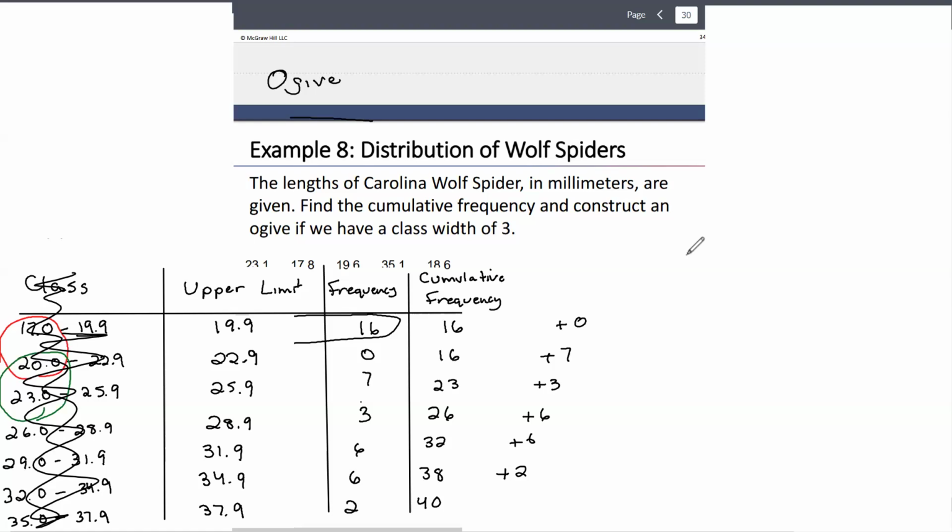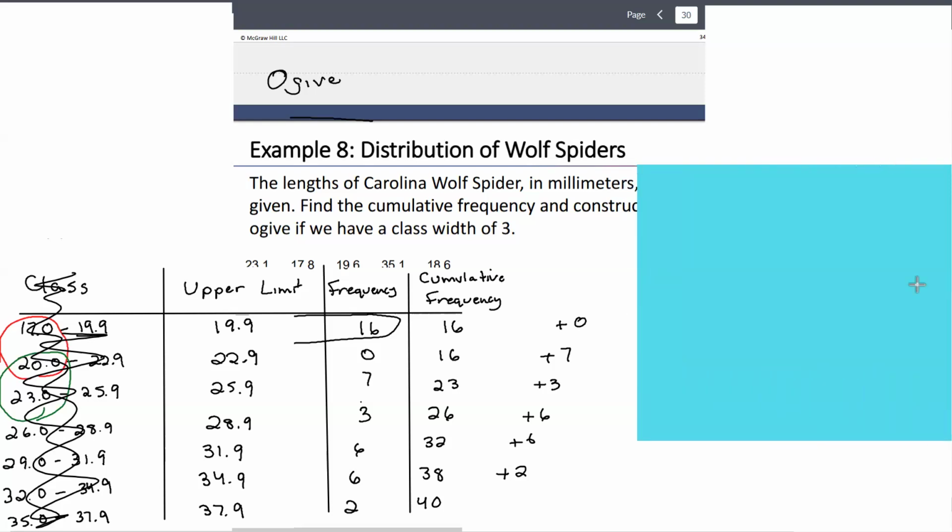Okay. So then what we're going to do, pick a different color here. We're going to make our chart. We're going to do pretty much what we had done before. We're going to need one side that's going to have to be our frequency. And then this part down here is going to be putting all our upper limit. So once again, it's still representing length of Carolina.